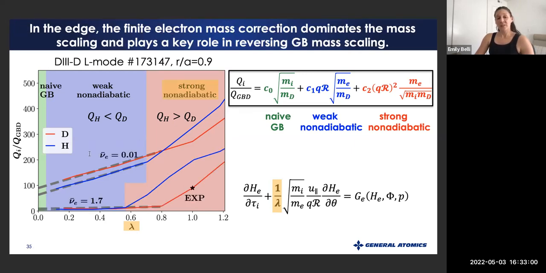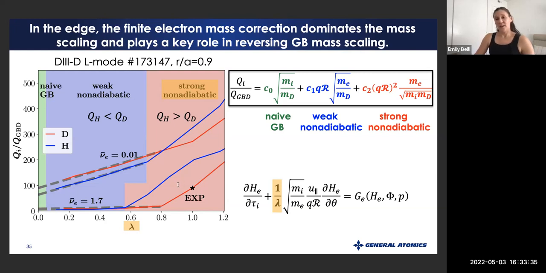So while the previous plot was done in the weakly collisional limit, the scaling trends are preserved even as the collision frequency increases significantly to the experimental level, but become more difficult to measure as the naive gyroBohm coefficient C0 and the weak non-adiabatic coefficient C1 are significantly reduced as collisions rapidly stabilize the TEM drive. But nevertheless, even at high collisionality, the relative flux enhancements in the strong non-adiabatic regime are not reduced. And this is the regime where the experimental edge parameters at lambda equals 1 reside.